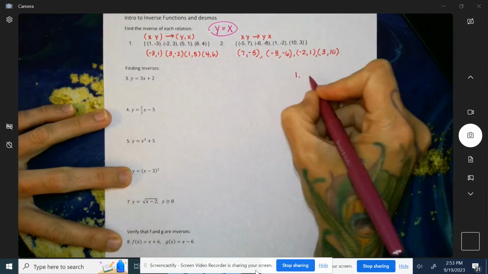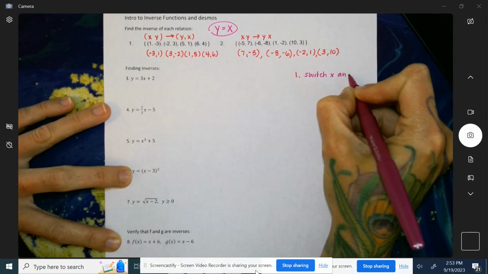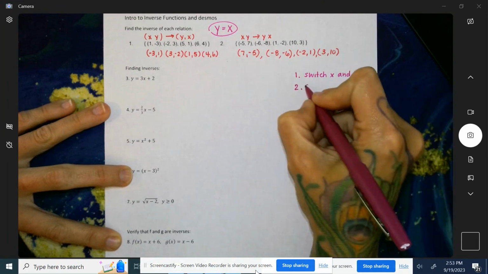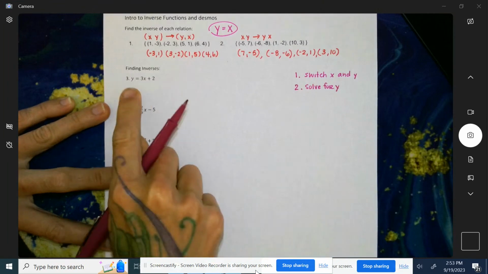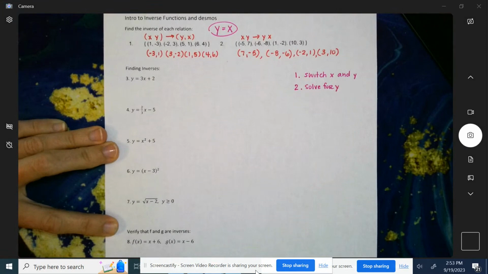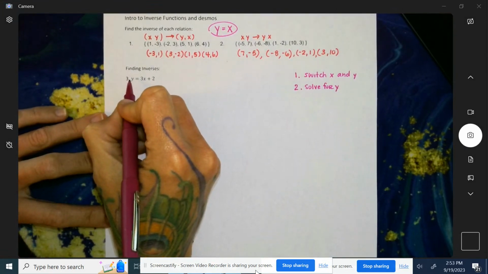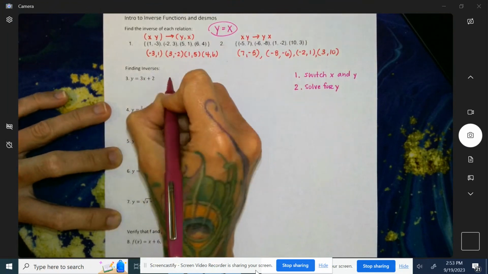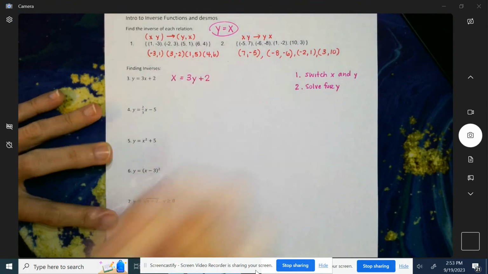So number 1, we're going to switch the x and y. And I'm making these real simple. Number 2, solve for y. So in this case, it's in the form of y equals. If it was in the form of f of x equals, I suggest rewriting f of x or putting a y on top of the f of x, just so your brain doesn't get overwhelmed. No difference. We're going to switch them. So it's now going to become x equals 3y plus 2.